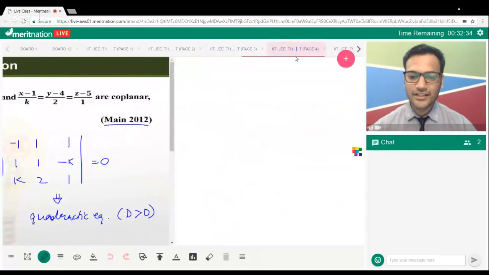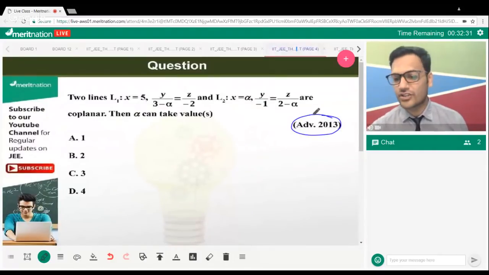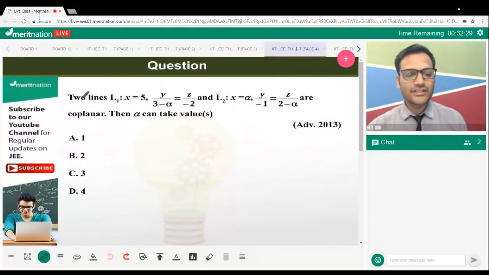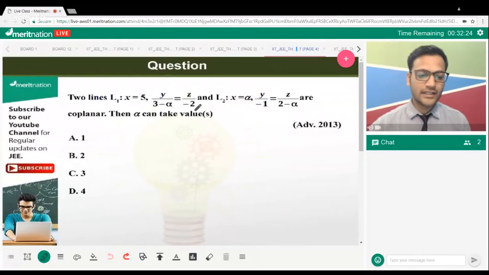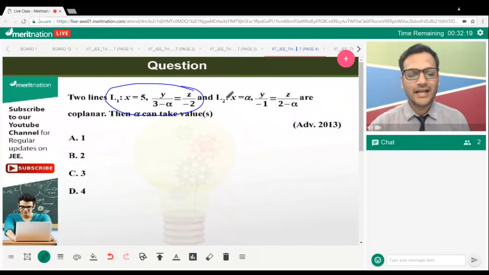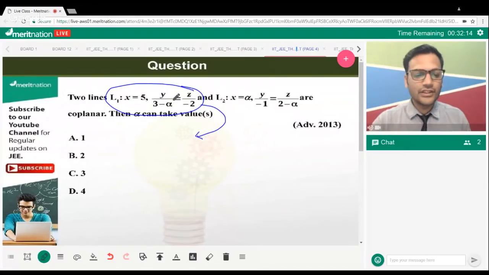If I show you a similar question, look, you have a similar question in JEE Advanced 2013 as well. The question says, two lines, this and this, are coplanar, then the value of alpha is what? Over here, the only twist was that the lines given to you were not in the exact form as you usually get them. So do understand how to convert these lines into the general form which we know. So over here, we write this as x minus 5 upon 0 is equal to y upon 3 minus alpha is equal to z upon minus 2.